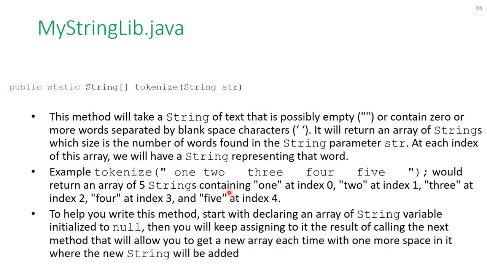All right. So we are also going to use that organization where we have multiple Java files. So we are going to have MyString.java. This is going to be the signature of the tokenize method.